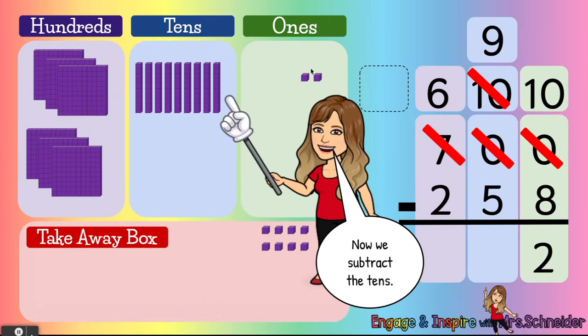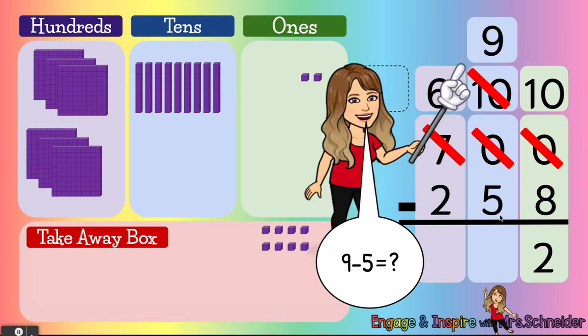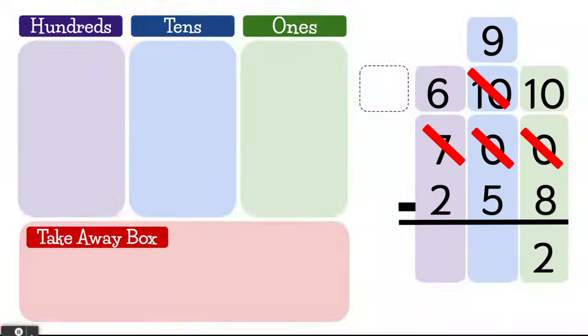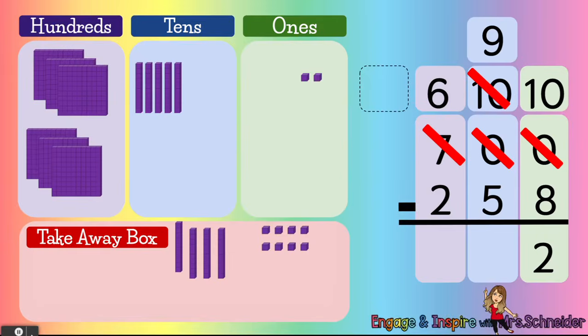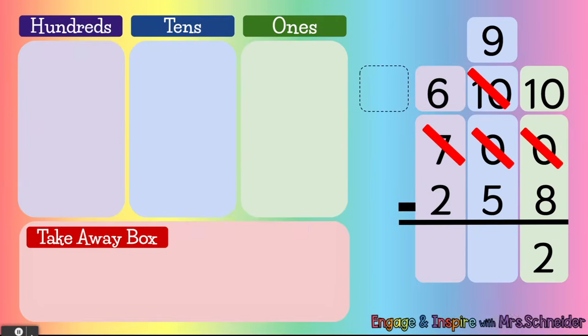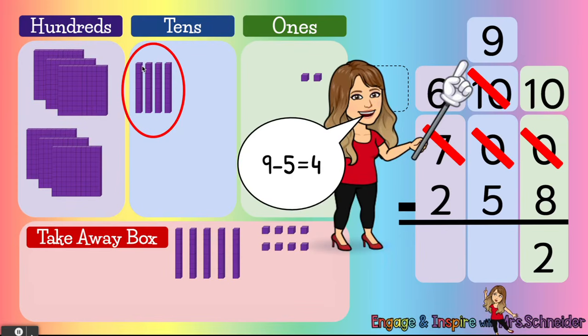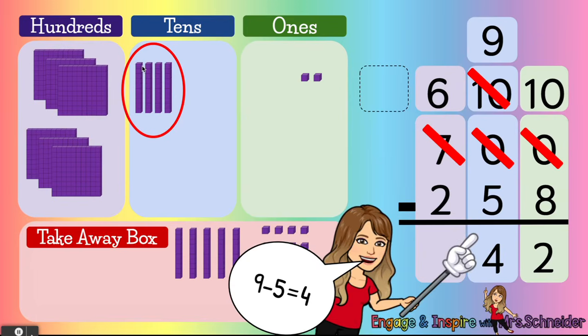All right, now we can subtract the tens. All right, we have 9 tens and we need to take away 5. Here we go. 1, 2, 3, 4, 5. All right, how many tens are left? 9 minus 5 equals 4.